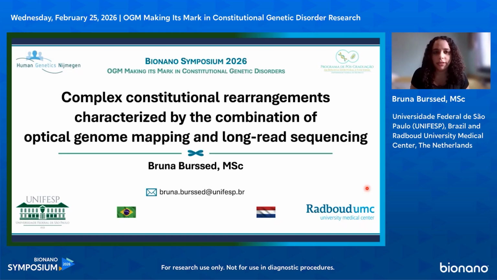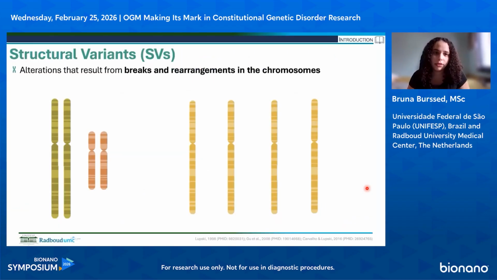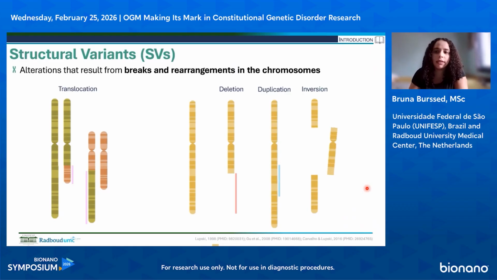This is my presentation entitled Complex Constitutional Rearrangements Characterized by the Combination of Optical Genome Mapping and Long-Read Sequencing. Structural variants are alterations that result from breaks and rearrangements in the chromosomes, and these include translocations, deletions, duplications, and inversions.